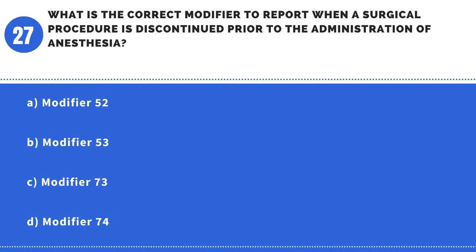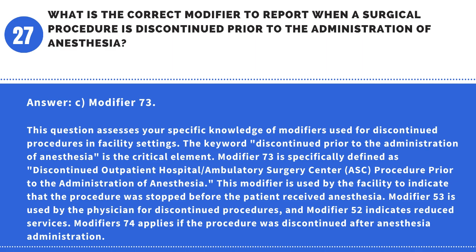Question 27. What is the correct modifier to report when a surgical procedure is discontinued prior to the administration of anesthesia? A. Modifier 52. B. Modifier 53. C. Modifier 73. D. Modifier 74. Answer C. Modifier 73. This question assesses your specific knowledge of modifiers used for discontinued procedures in facility settings.